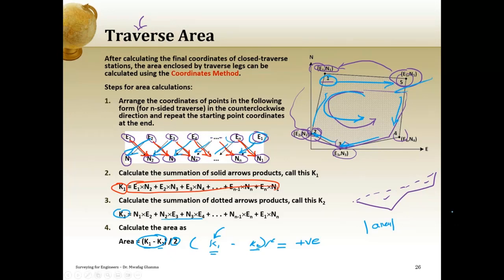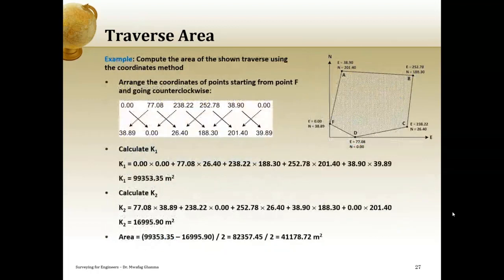We know why it is negative, because we are going in a clockwise rotation. So try to go counterclockwise. It doesn't matter if you want to go clockwise, but expect that when you are doing it clockwise, your area will be negative, so you will take the absolute value there. Now, we have numbers. As I said, here we are starting from E1 and N1.